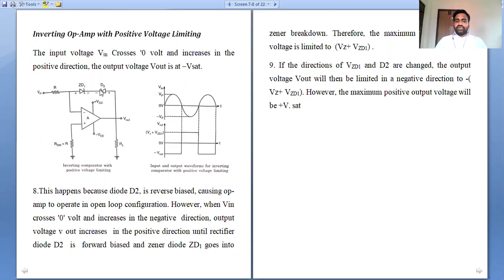That makes the configuration operate in an open loop system. However, when the input voltage crosses zero and increases towards the negative direction, okay, that is about the positive peak. At the positive peak condition, diode D2 is kept in a reverse bias condition. The voltage flows through the Zener diode, okay. And with respect to the behavior of the input voltage, a reverse scenario happens at the output.